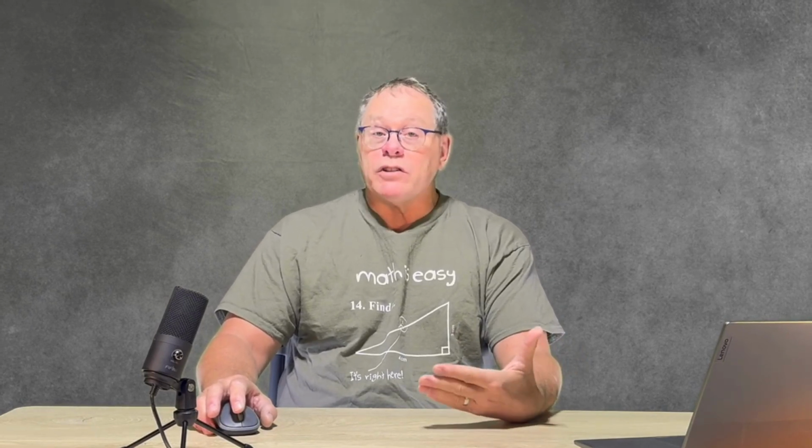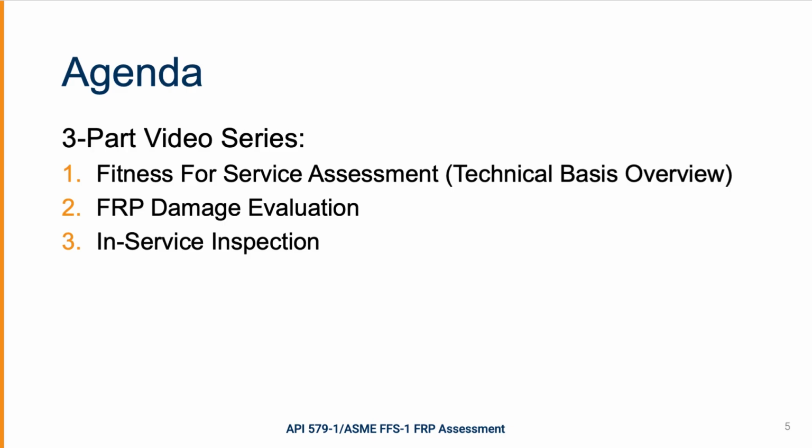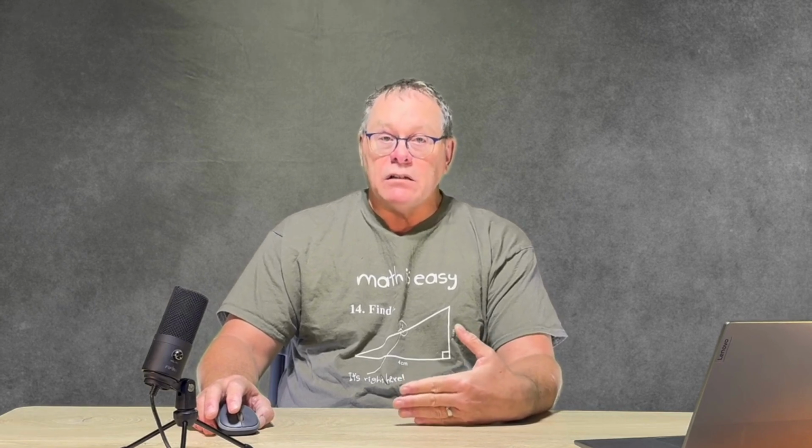The agenda for this presentation is part of a series of 3. The first one was for Fitness for Service Assessment, giving an overview of the part. This one is for FRP damage evaluation, which provides numerical values for engineering to the Fitness for Service Assessment. And the last one is for inspection, which is how do we get the data that we need to feed the evaluation.